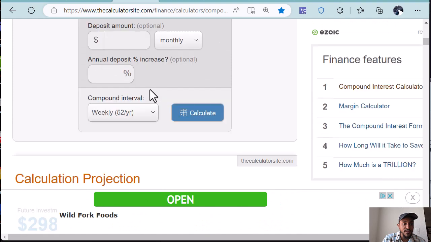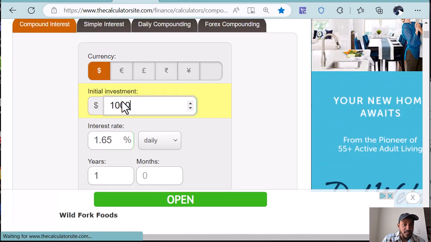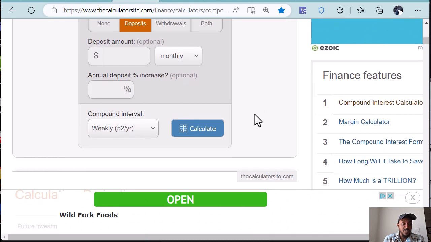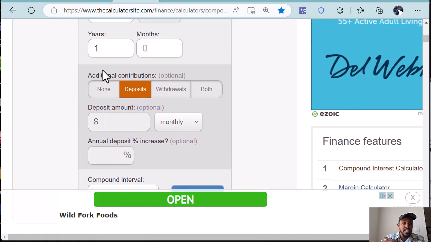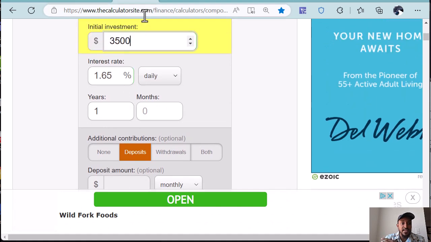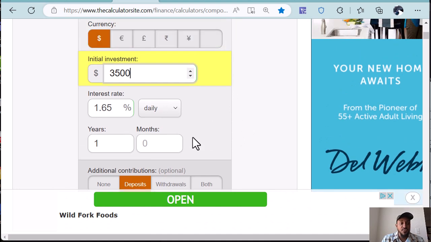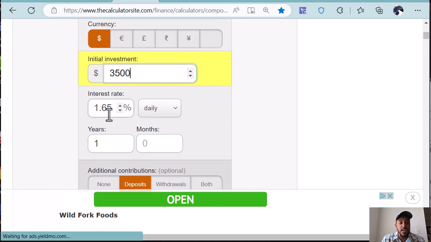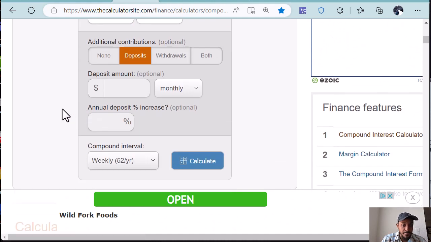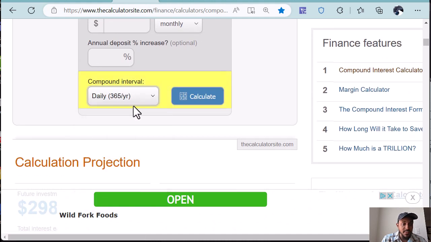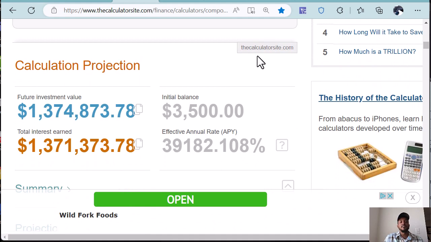So let's put in $3,500. And we're not looking out 2 years or 3 years. We're looking at 1 year. But you can go to calculatorsite.com, click on compound interest, and play with these figures, but keep your interest rate at 1.65% because that's what the return is currently. Okay? And we're doing this daily now. We're going to calculate. Who wants to be a millionaire? Who wants to be a millionaire?